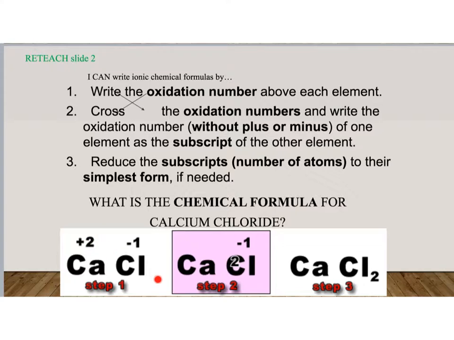This 2 would cross over down to the bottom of chlorine, while the 1 would cross down to the bottom of calcium. And you would end up with this formula here, CaCl2.